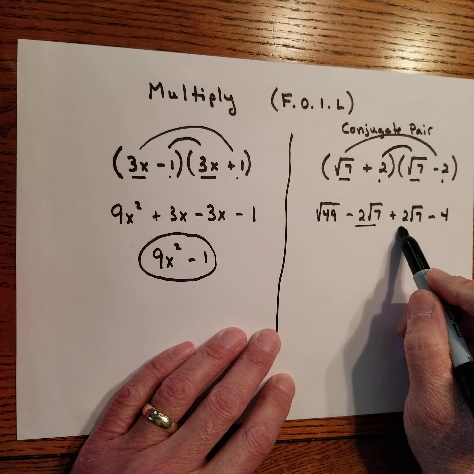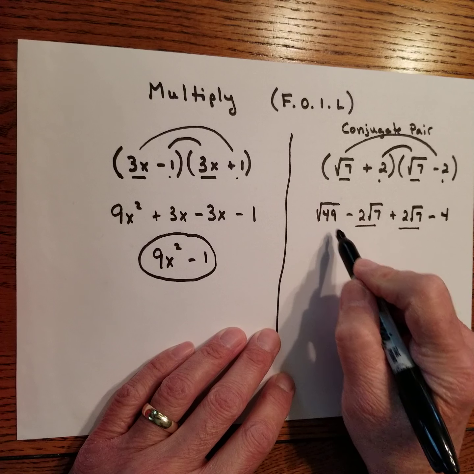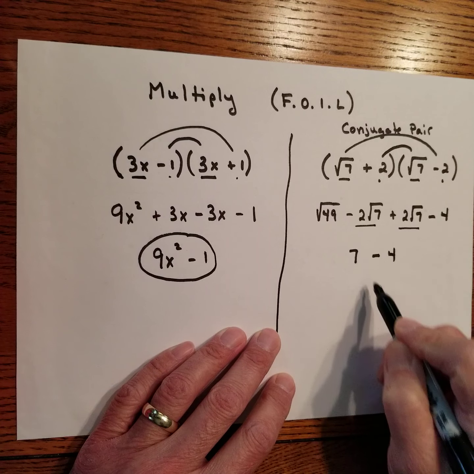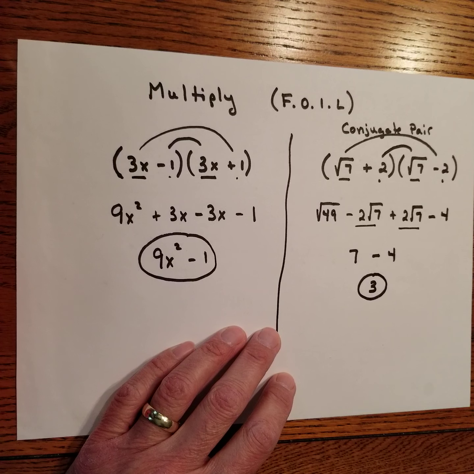Negative 2 radical 7 and positive 2 radical 7, those add up to 0. The square root of 49 is 7. Copy the minus 4, and 7 minus 4 is 3. That's simplified quite a bit.